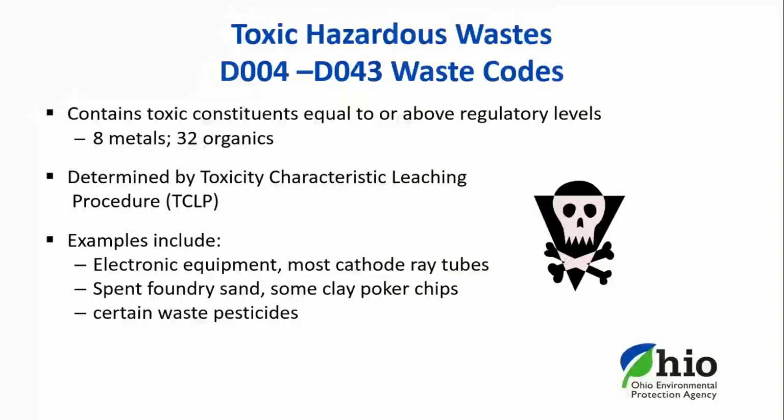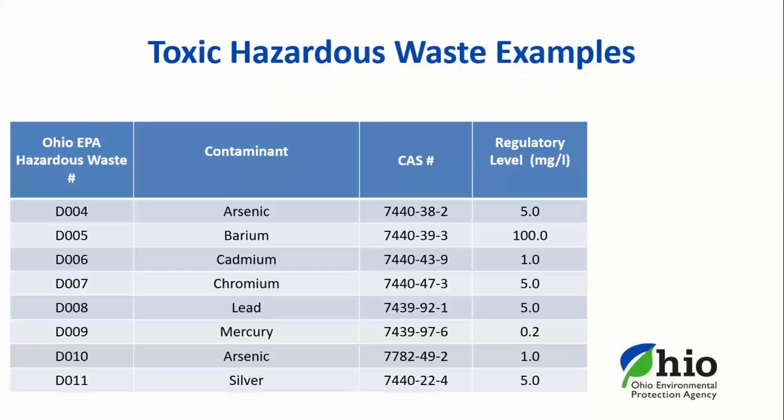And this is where the lab will simulate landfill conditions to determine how much will leach out. And if the waste contains toxic constituents equal to or greater than the regulatory levels, then you have a waste characteristic of toxicity. There are 8 metals and 32 organics in this category. And this table shows the 8 RCRA metals. You can see their waste codes or waste numbers in that left-hand column and their regulatory limit levels in milligrams per liter in the right. So one thing to pay attention to when you get your lab results is just to make sure that your units match so that you don't have to do any conversions.